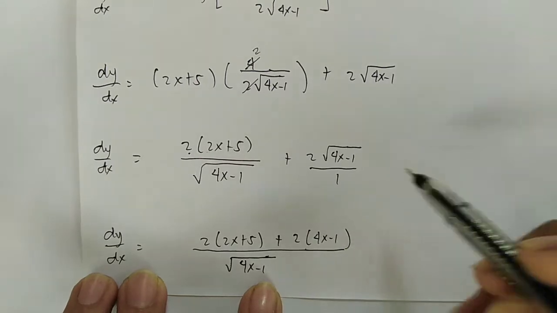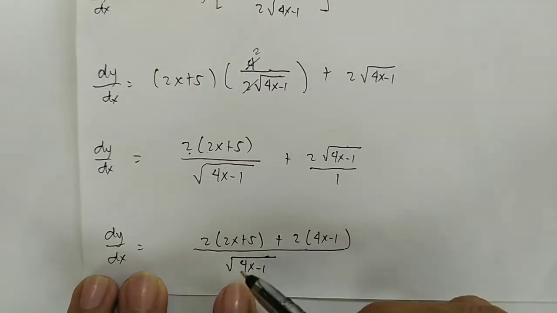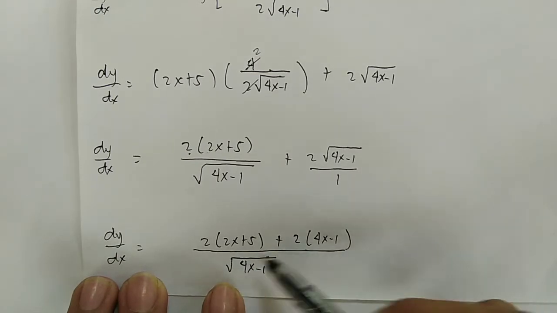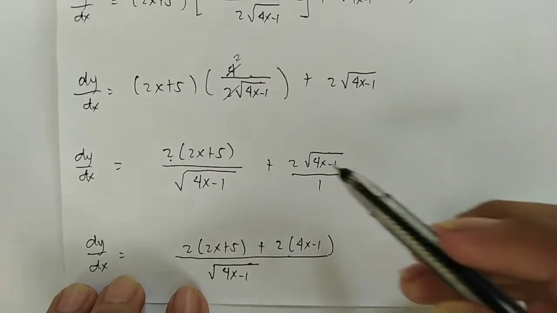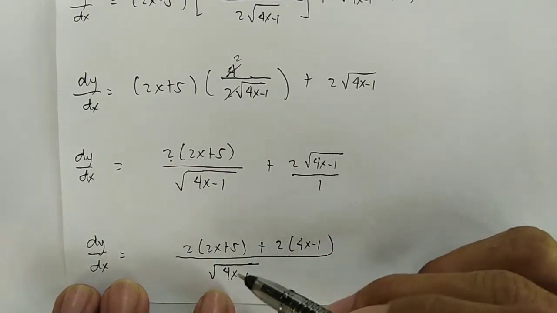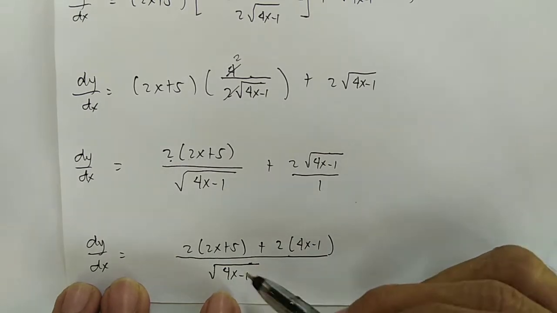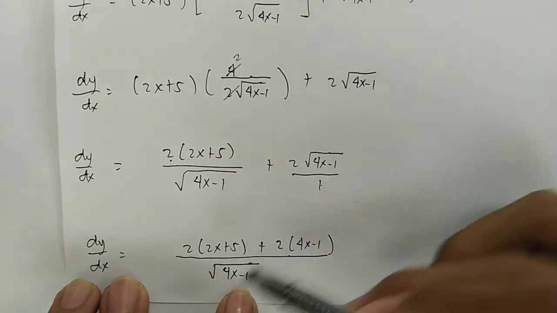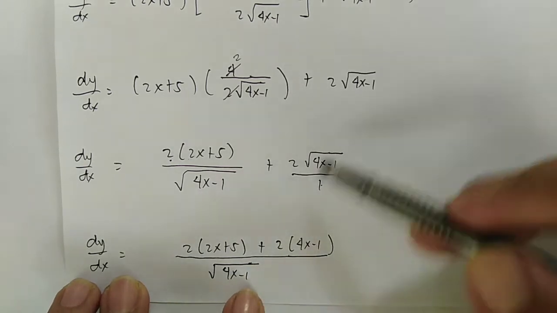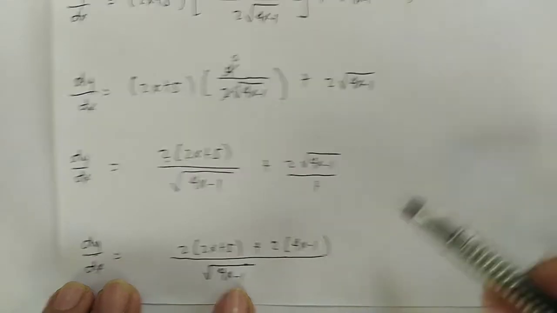Mawawala lang yung square root symbol or yung radical symbol kasi dalawang square root symbol ang pinag-multiply natin, so mawawala yan, or ang matitira na lang na expression ay yung inside terms. So kaya ang natitira dito ay 4x minus 1. Paano kinuha yan? Square root of 4x minus 1 divided by 1, that is still square root of 4x minus 1, then times the numerator here, kaya nagiging sagot ay 2 times 4x minus 1.